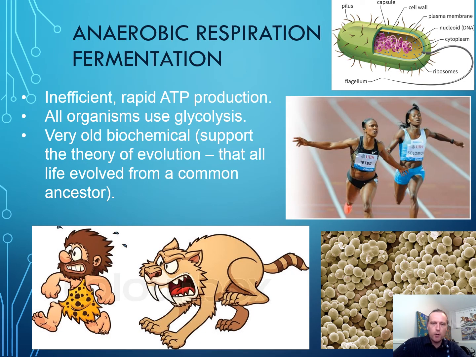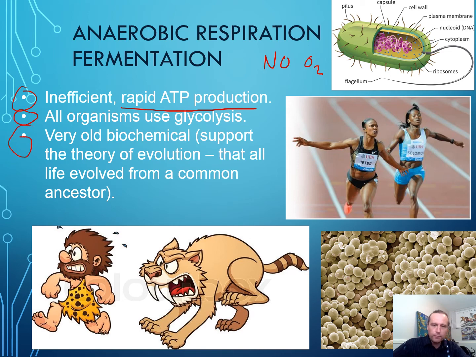So this stuff you do need to know. Anaerobic respiration, that means no O2, or fermentation. Same thing, different names. Annoying, isn't it? So number one, it is inefficient, just like glycolysis, but we get a rapid supply of ATP. Rapid ATP production doesn't have all those steps like the acetyl-CoA, Krebs cycle, electron transport chain. It's really fast. All organisms use glycolysis, all of them.